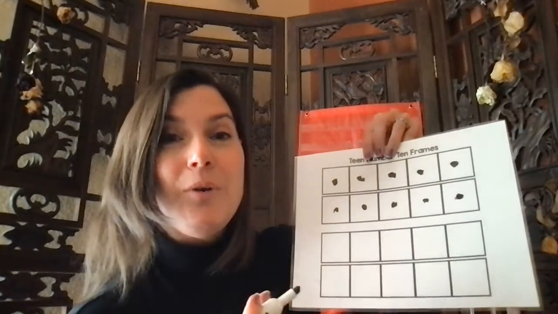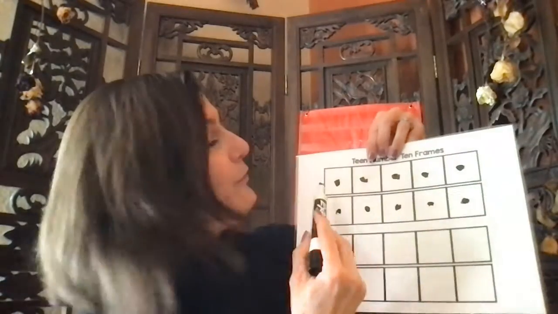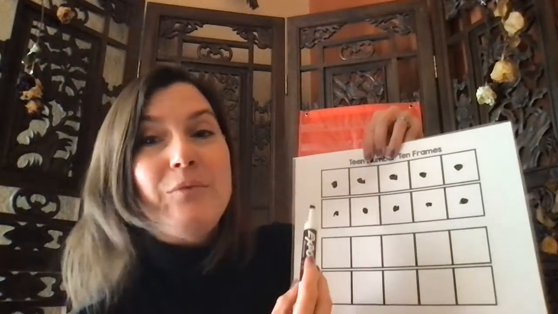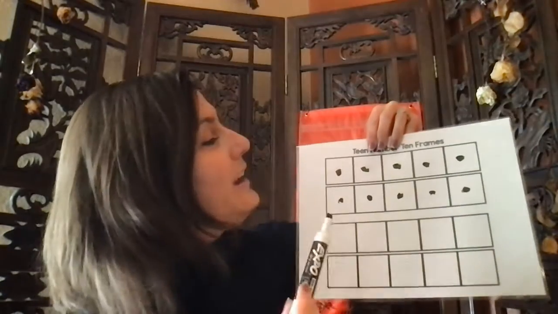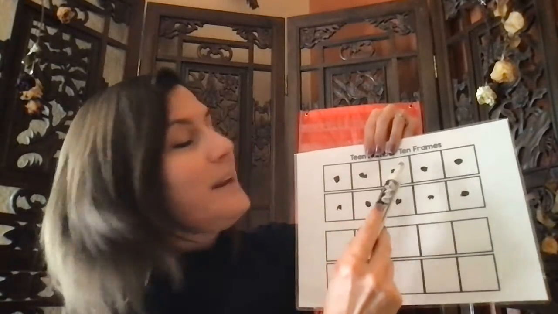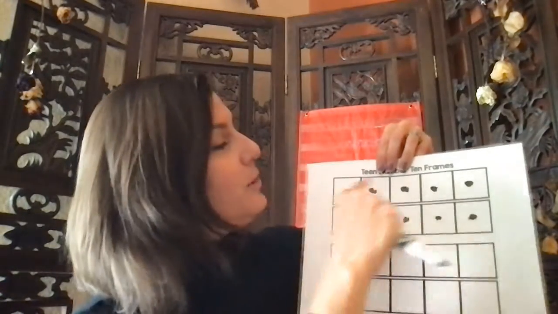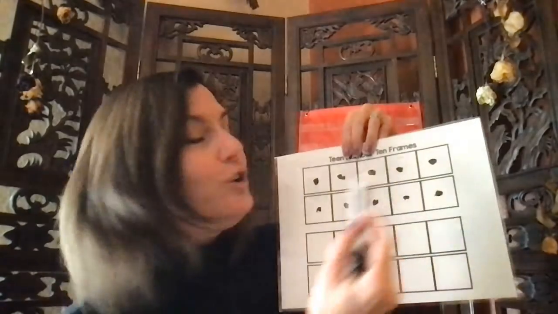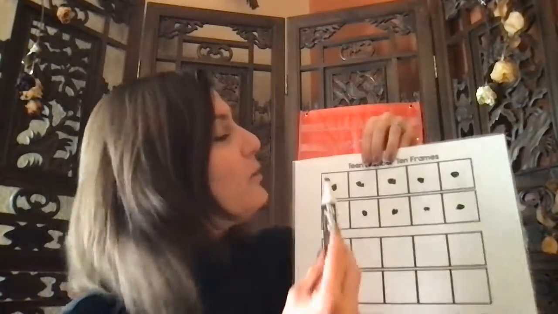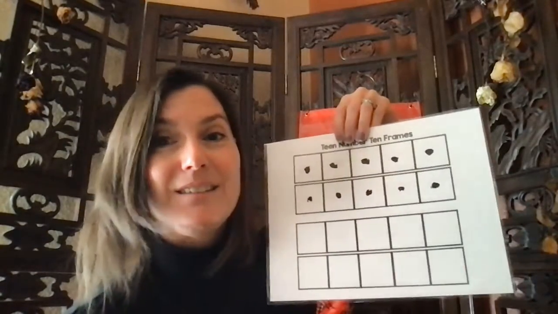So just to review, when we are filling a 10 frame, we always start with the top row and we fill it from left to right. Then we move down to the bottom row and we fill it from left to right. And we do one space at a time. When just the top row is filled, we know that we've got 5. But when both rows are filled, there are 10 full boxes because it's a 10 frame. We have 1, 2, 3, 4, 5, 6, 7, 8, 9, 10 boxes.